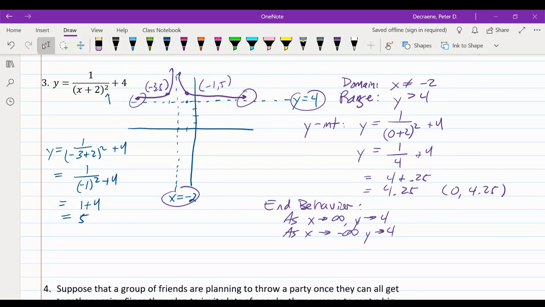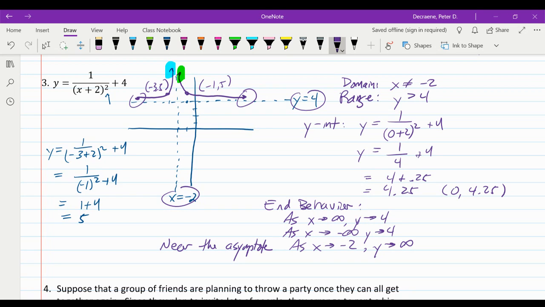And the behavior near the asymptote, because both sides are going up, on the right we're going up and on the left we're going up, we don't need to write 2 different statements. We can just write one statement. As x gets close to -2 from the left and from the right, so we don't need to worry about it, as x gets close to -2, y gets close to infinity.